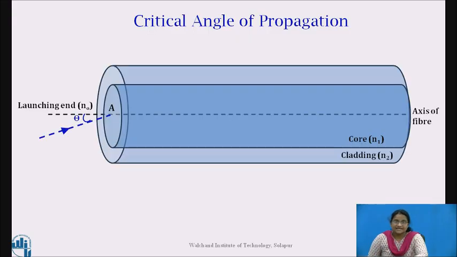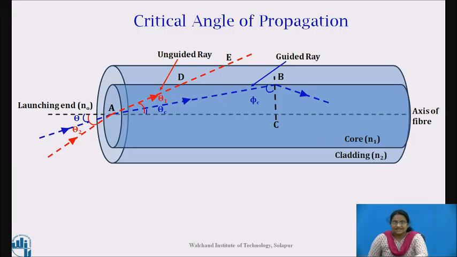The ray incident at an angle theta undergoes refraction at point A on the interface and propagates at an angle theta c in the fiber. At point B on the core cladding interface, the ray undergoes total internal reflection as core index is greater than cladding index. Let us assume that the angle of incidence at the core cladding interface is the critical angle phi c, where phi c is given by sine inverse of n2 upon n1.